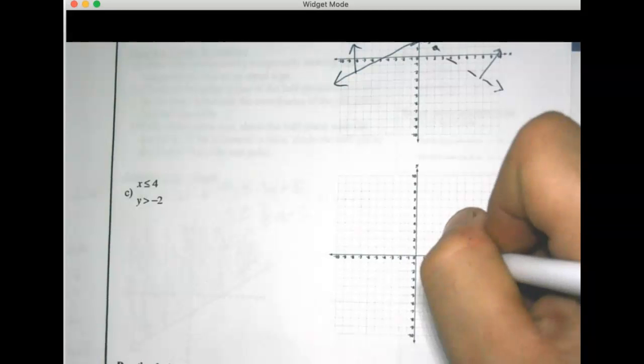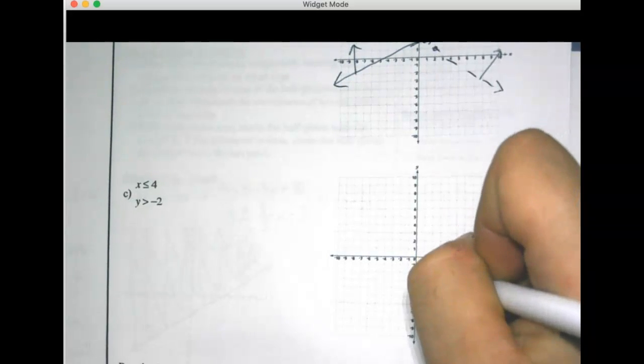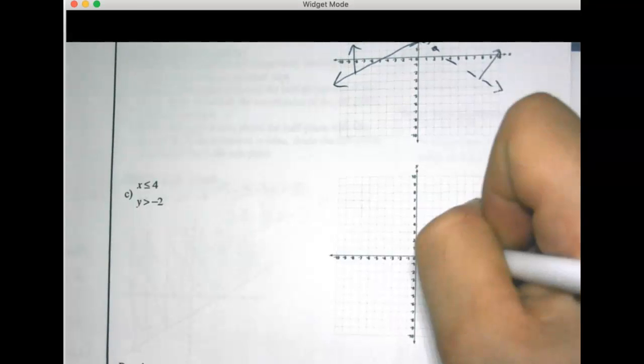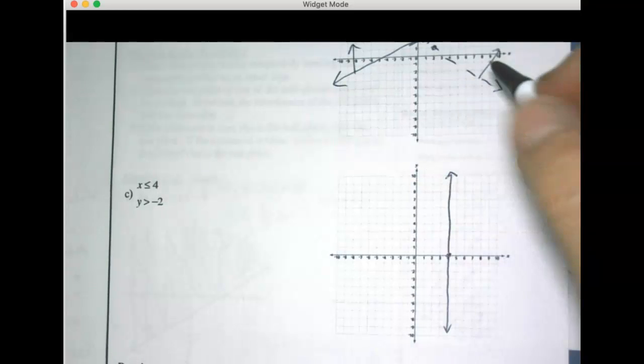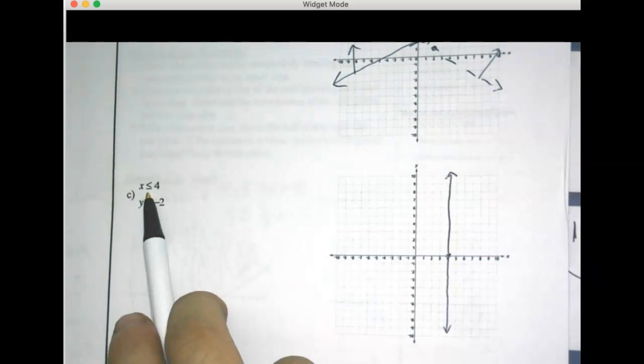This next one, just x is less than or equal to 4, so all I have to do is go to 4 on the x-axis. It's going to be a vertical line. It is solid because it says or equal to. This vertical line will also give me an opportunity to advise. It says less than. Normally with less than I would shade below. Since it's a vertical line, I can't shade below.